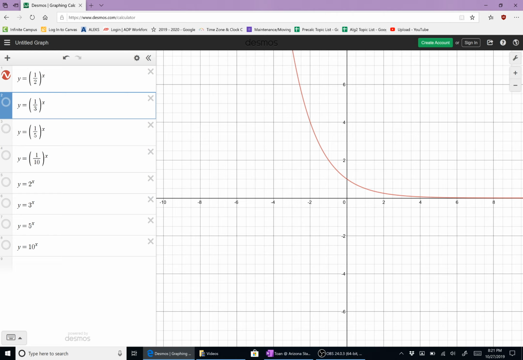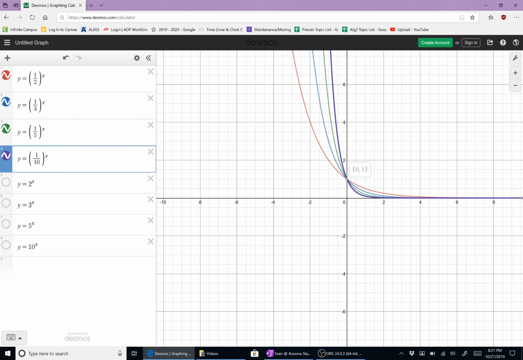What if I change the base to a third? It does produce a different graph, but it has the same behavior. To the right, it goes down, and to the left, it goes up. Now, it's not a perfect fit, but guess what? They still share that common point of 0, 1. What about if I change the base to 1/5 or 1/10? We can see here that all these functions are slightly different depending on how wide or narrow they are, but they all have the same general shape, and they all go through the special point 0, 1.